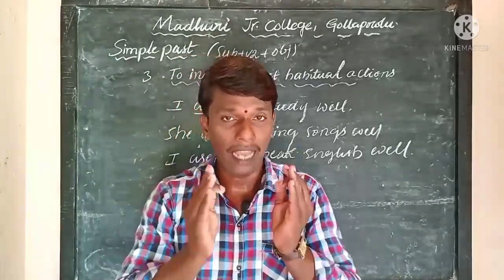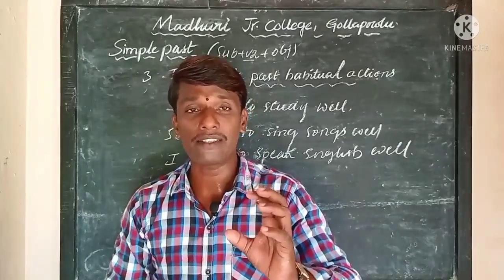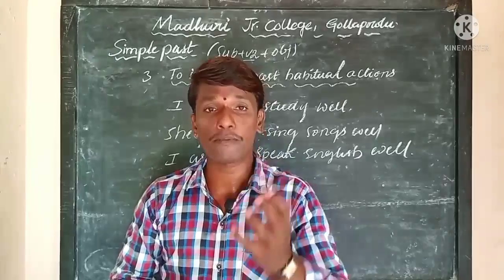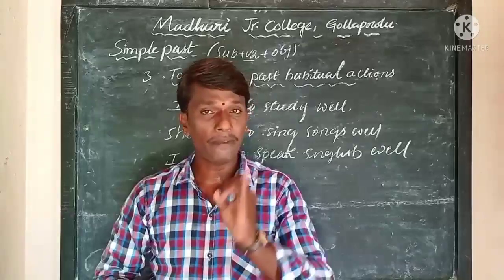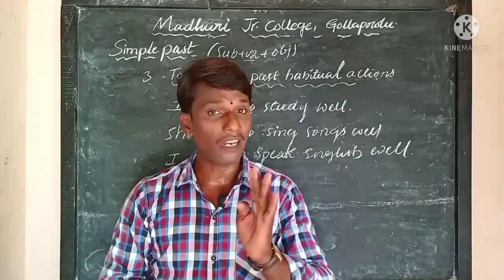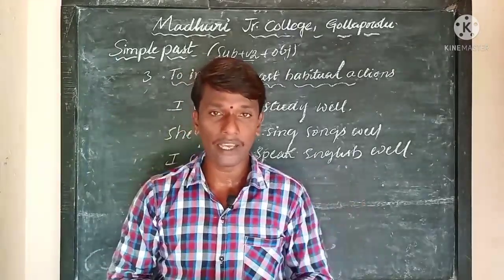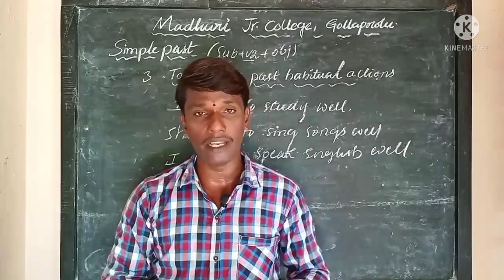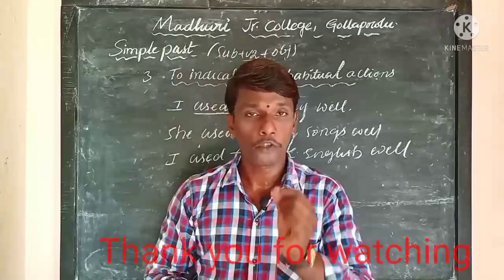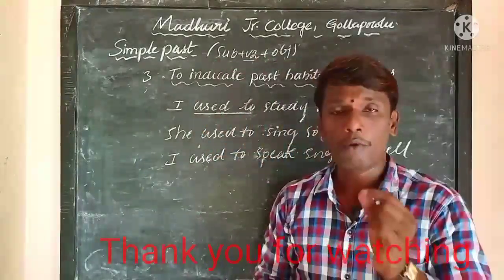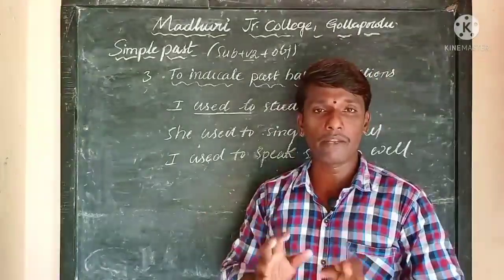I have already told you the clues to identify simple past tense are adverbs of time. When you find adverbs of time like yesterday, last day, previous day, last month, last week, last year, few months ago, few days ago, or two hours ago, one hour ago, or half an hour ago, we can consider the sentence as simple past tense. To write simple past tense, what is the structure? Subject plus V2 plus object. This is very important.